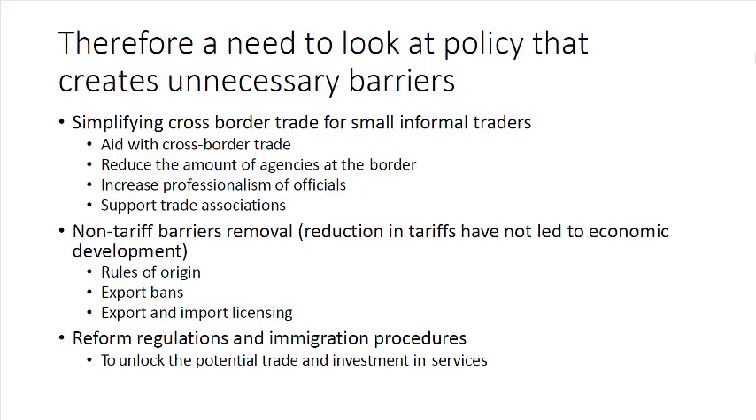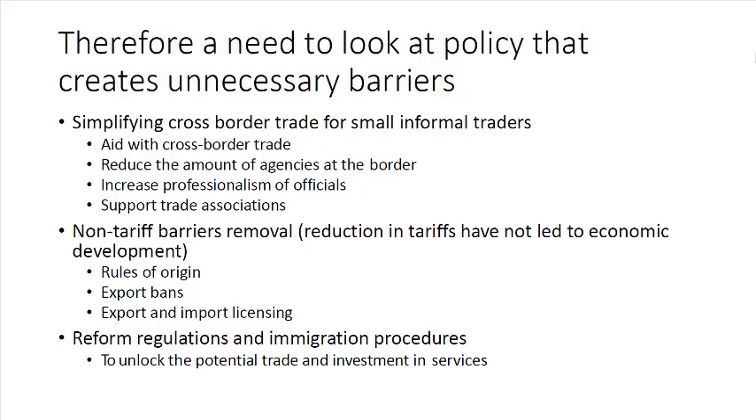So if there is a need for it, then you need to look at your policy and try to remove some of these unnecessary barriers, or create policy that doesn't create unnecessary barriers. Your first thing to look at is simplifying cross-border trade for small informal traders, helping them move their product across the border. You try to reduce the amount of agencies at the border, because the fewer agents you need to deal with, the less time spent there and the fewer fees to be paid.